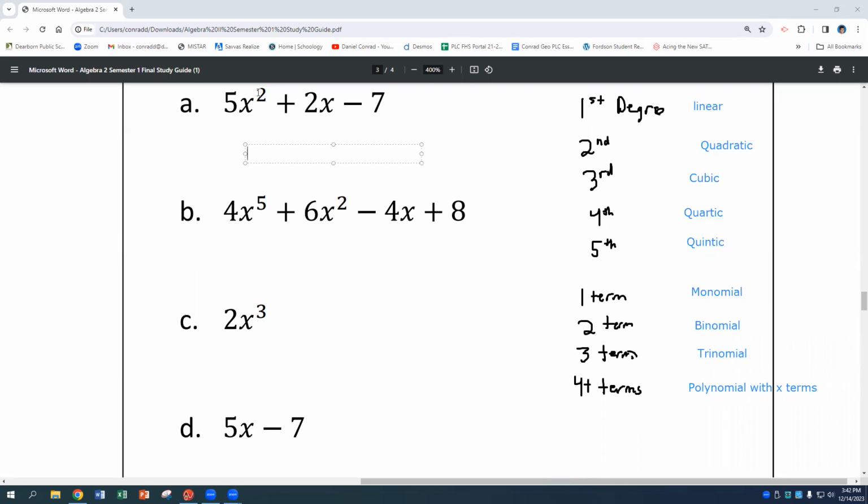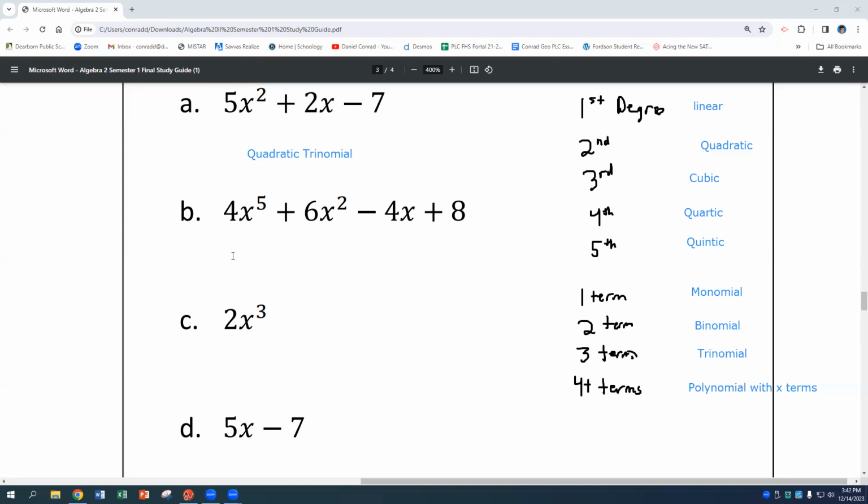Okay, so for the first one, highest degree is 2. So it's a quadratic and it has 3 terms, 1, 2, 3. So this is a quadratic trinomial. Quadratic because it's the power of 2, second degree. Trinomial because there's 3 terms, 1, 2, 3.